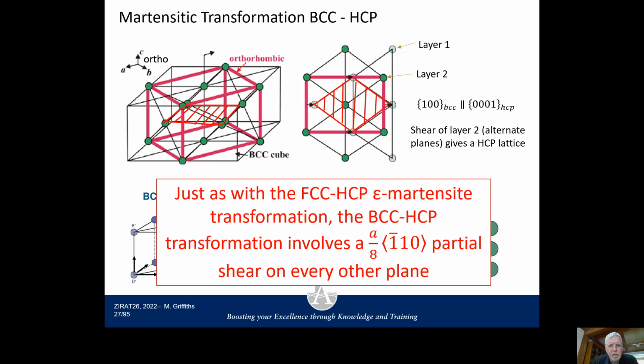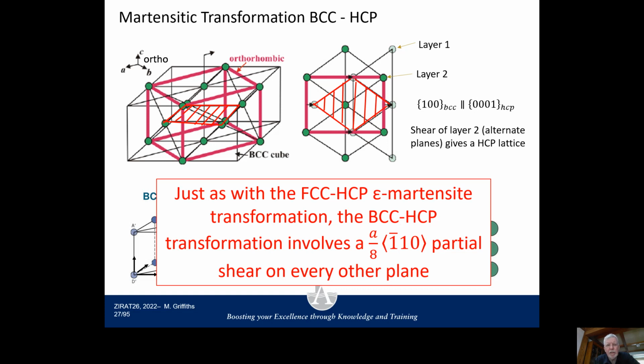So that's an important point to know, is that it's relatively easy to, by a shear, get from the BCC state to the hexagonal close-pack state. Oh, and I should mention, just like with the FCC and the HCP epsilon martensite transformation, which is reversible, by the way, it goes one way and the other. The same thing applies with the BCC and the HCP, in that the transformation occurs when one does the shear on every successive plane.